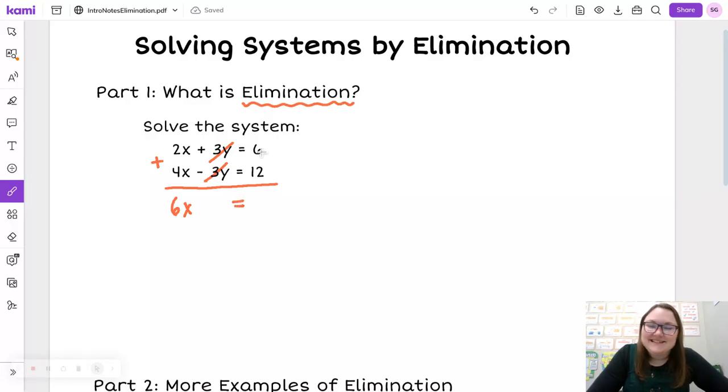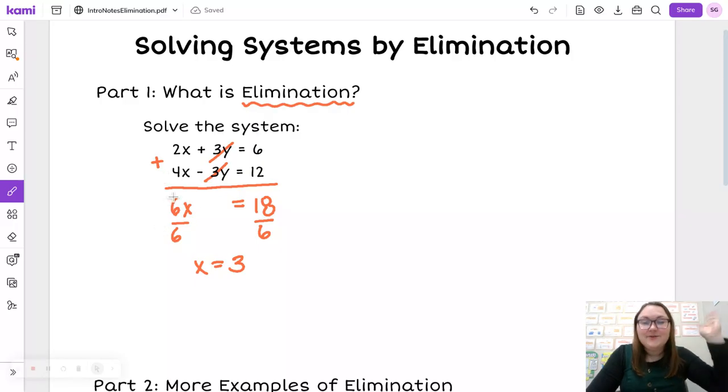To finish, I can say 6 plus 12 is 18, and I have this new equation that only has one variable in it. So I could finish solving it, divide both sides by 6, and have part of my answer that the x-coordinate is 3. So elimination looks like this. We're going to be combining our equations so that the x or the y eliminates. It cancels out.